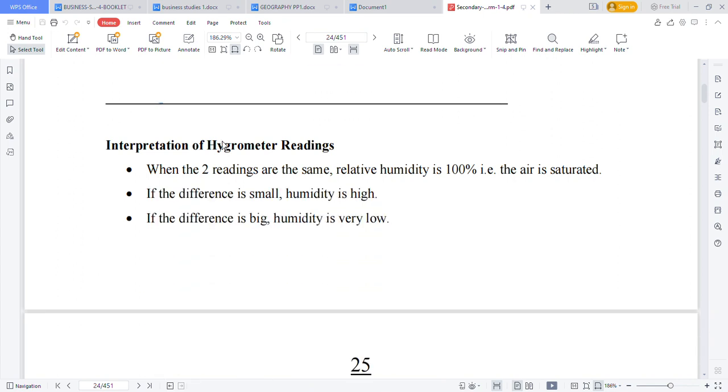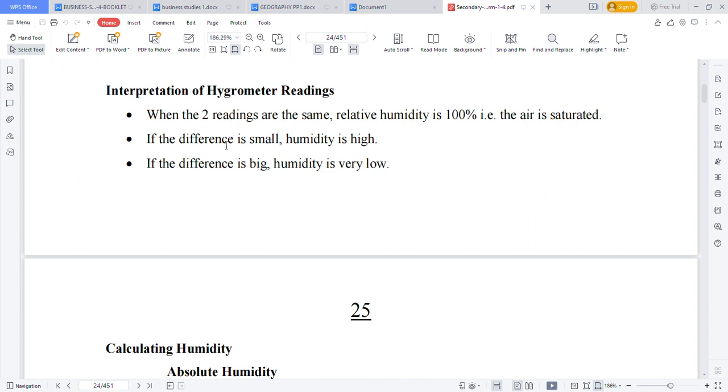How do we interpret hygrometer readings? When the two readings are the same, relative humidity is 100, that is, the air is saturated. If the difference is small, humidity is high. If the difference is big or huge, humidity is very low.